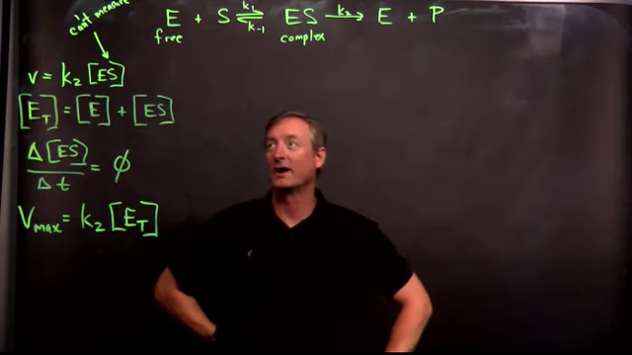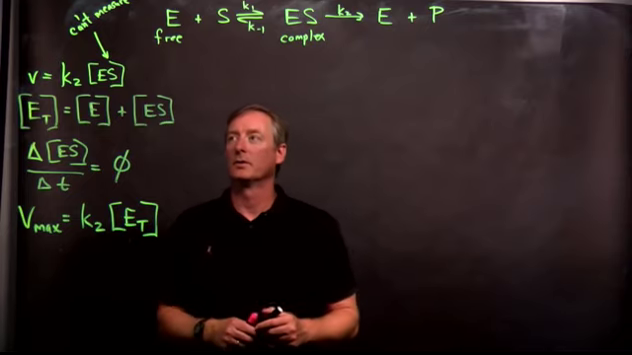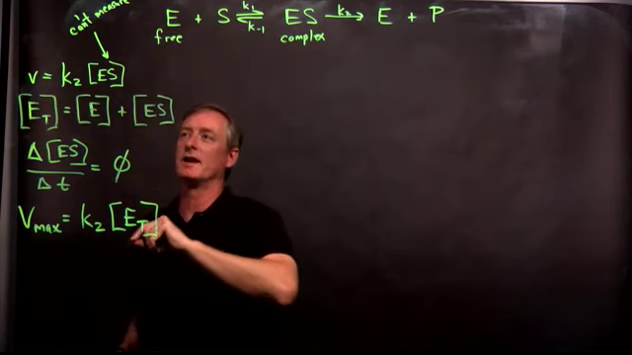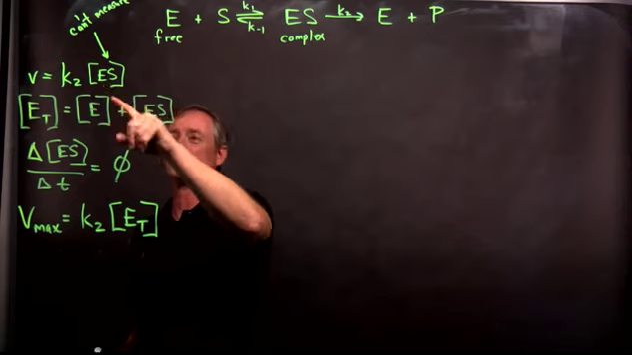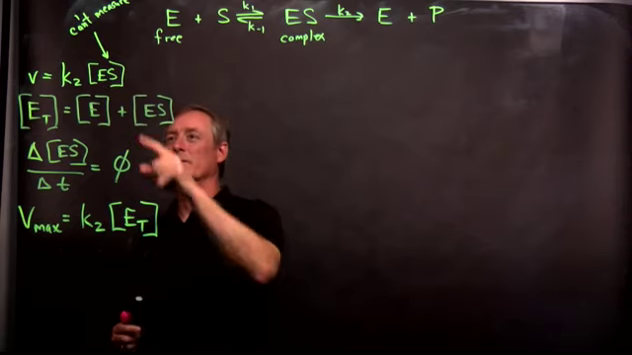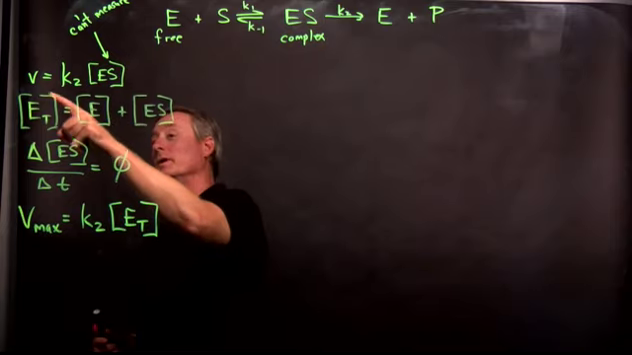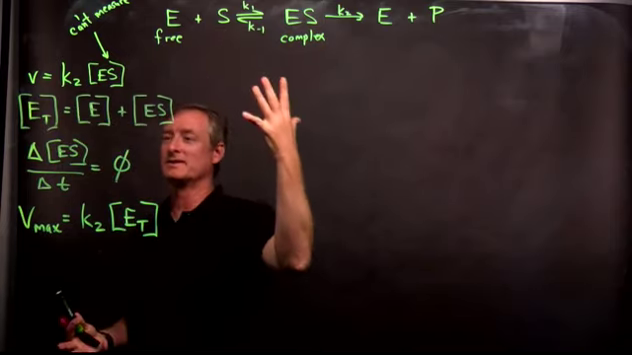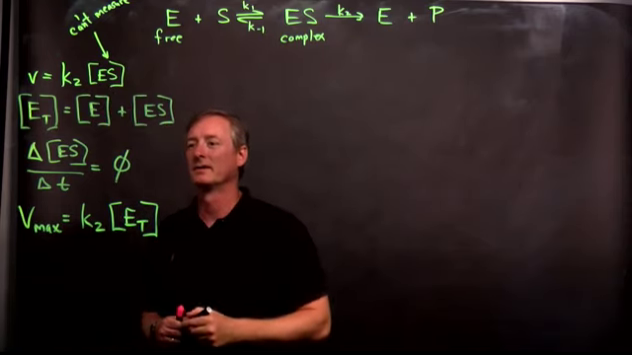Okay, let's try to derive the Michaelis-Menten equation. We're starting with the thought that this equation describes the velocity. However, it has a concentration of something we can't measure. We don't know how much is free enzyme. We do know how much is our total enzyme, and we do know how much substrate is in there. So let's try to figure out a way to do this.